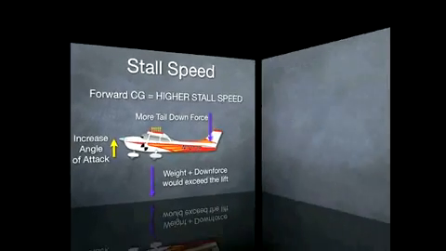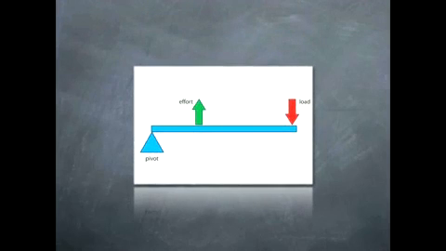Let's explain that a little bit differently here and use something we're all familiar with, a seesaw, or scientifically called a fulcrum. And let's relate this to our airplane. Our pivot point we can relate to as our center of gravity. That green arrow where it says effort, let's scratch that out and let's put lift. The red arrow, let's get rid of load and let's put tail downforce.